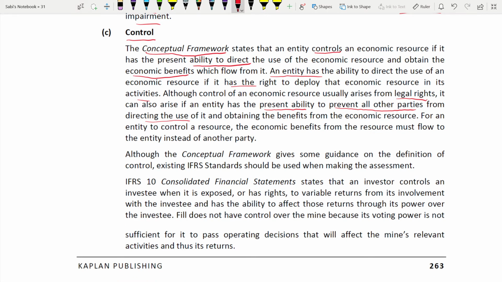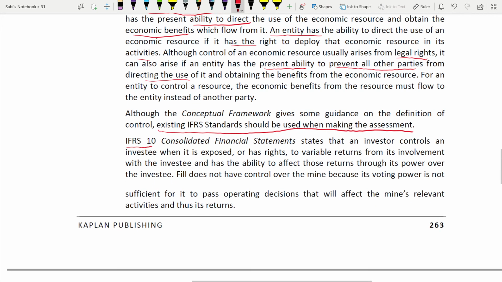Now, although the conceptual framework gives some guidance on the definition of control, existing IFRS should be used when making the assessment. What should you use, please? This is very important, not only in this condition, in any condition you take, always preference should be given to the IFRS or IAS standard over the conceptual framework. Which standard is that which defines control? IFRS 10.